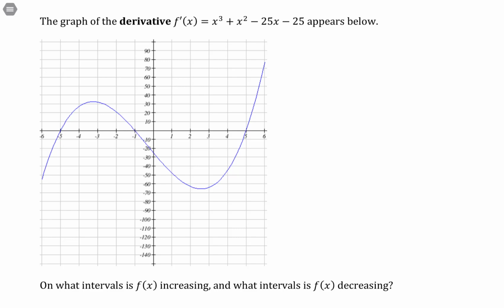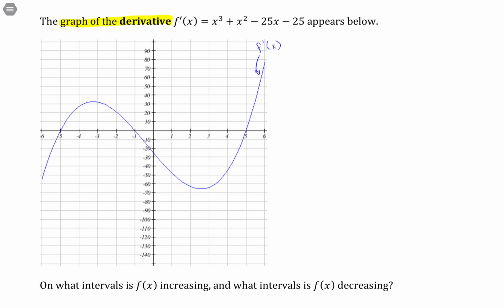So the important thing to make sure you understand is that this is not the graph of a function. This is the graph of the derivative of some function. So this is f prime of x, which we can work with.